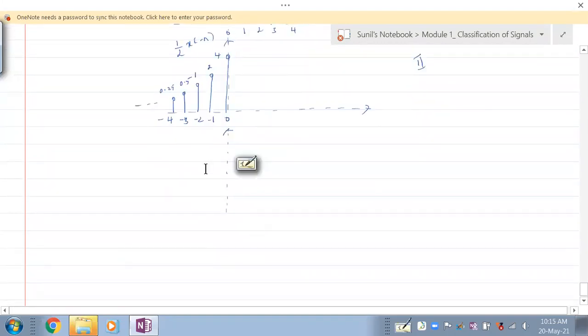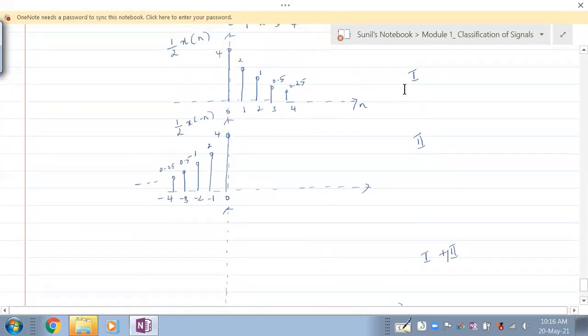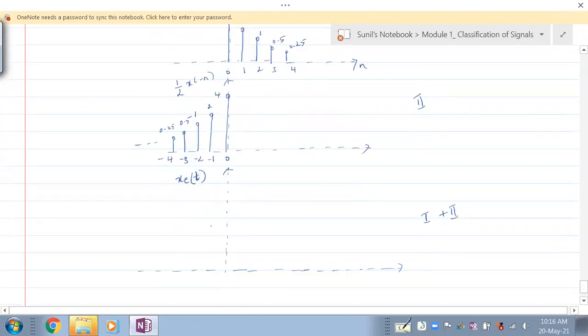What is x even of t to begin with? Everybody, see here, from -4 to -1, nothing is there. So if we add this first signal and the second signal, we are going to get x even of t. Fine. So here you have nothing from minus infinity to -1. So 0 plus these samples would be the same samples. Yes or no? So you'll have the same samples here.